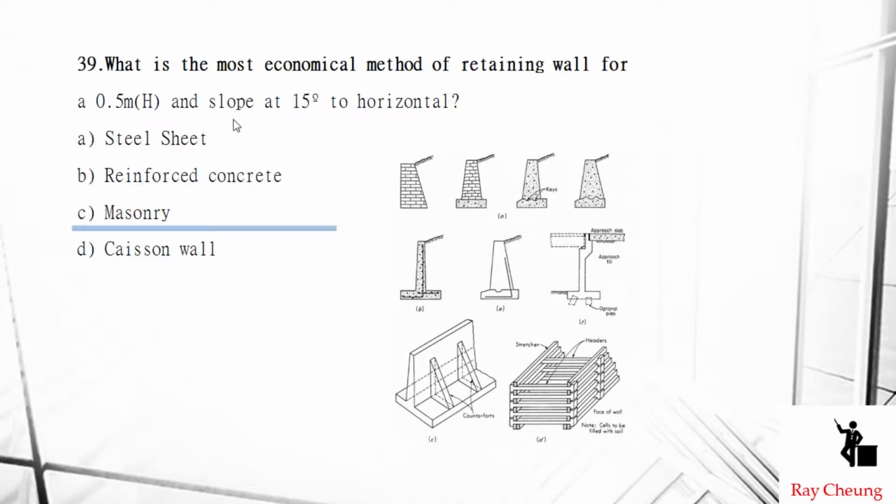I think for this one you just need to take a look at this drawing. You will understand how to do it. For a wall that is just half a meter high, mostly we just use masonry. It's very economic to take the loading, and if it's only half a meter, it's not economic to do a reinforced concrete wall. That's why for the first one you need to remember some pictures, and then you will know how to do it.